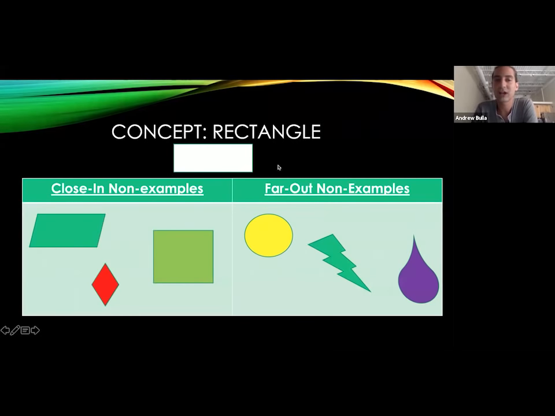So if we were teaching the concept of a rectangle, I'm going to have these three shapes: parallelogram, a square, and a diamond. Notice that they look like a rectangle. They're very close, but they differ ever so slightly. So all of these close-in non-examples have four sides. The difference between this shape and the rectangle is the 90-degree angles. There are no four 90-degree angles, although it has two sides that are longer than the other.